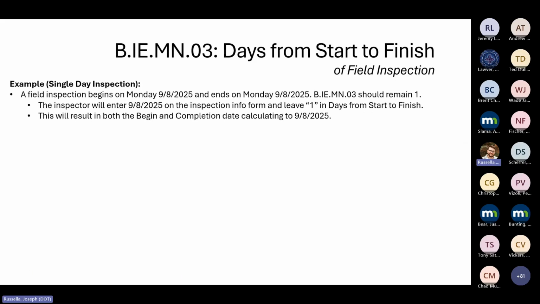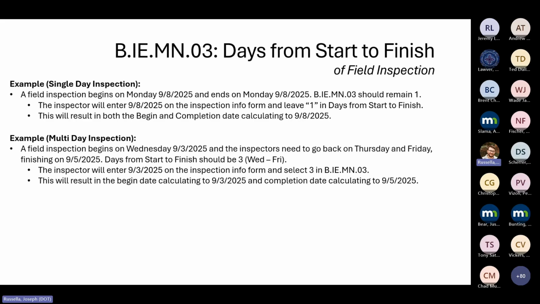Some examples on how to use this field. So for a single day inspection, let's say a field inspection begins on Monday, 9/8/2025 and ends on Monday, 9/8/2025. BIE MnDOT, which is the ID we gave to days from start to finish, should remain 1. So the inspector will enter 9/8/2025 on the inspection info form and leave this field as 1. This will result in the begin date and completion date calculating to 9/8/2025.